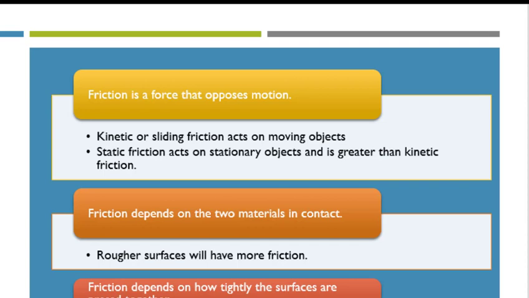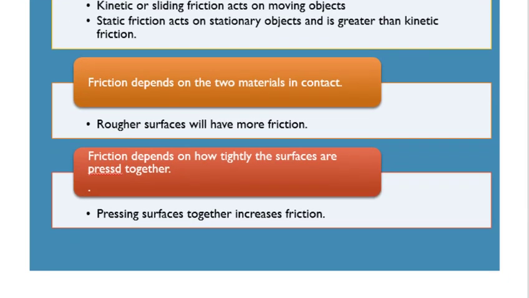And it depends on the material that is in contact. So it's the two surfaces of the objects, what the material is made out of, and also the roughness of the material. And it also depends on how tightly the surfaces are pressed together. So the more you press them together, the greater the friction will be.